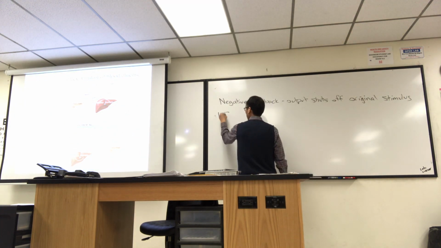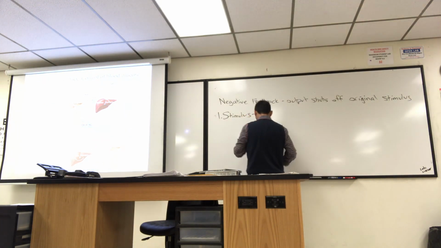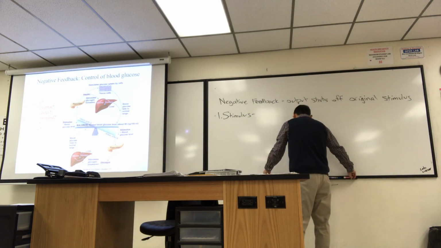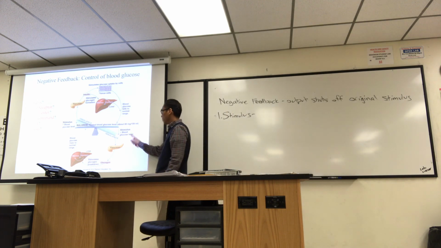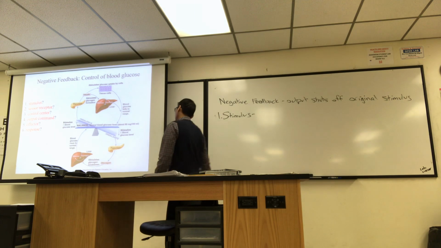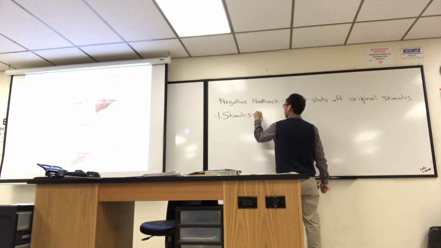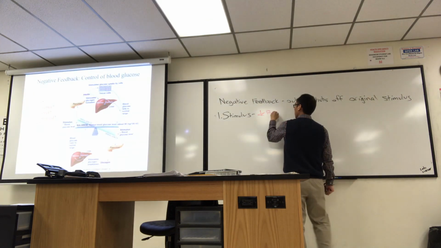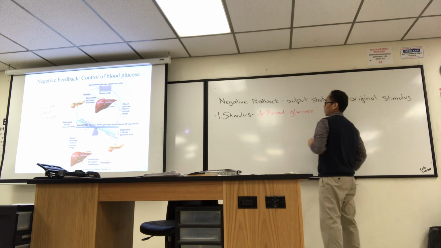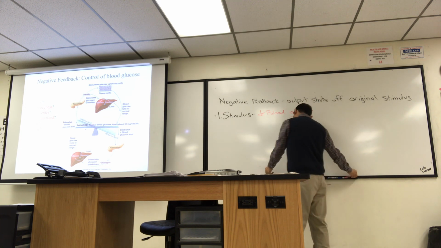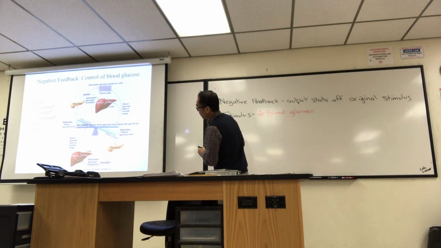Step one. Stimulus. Blood sugar can get either too high or too low. So that's easy. That's number one. Decrease blood glucose. And let's do 2, 3, 4, 5, 6.